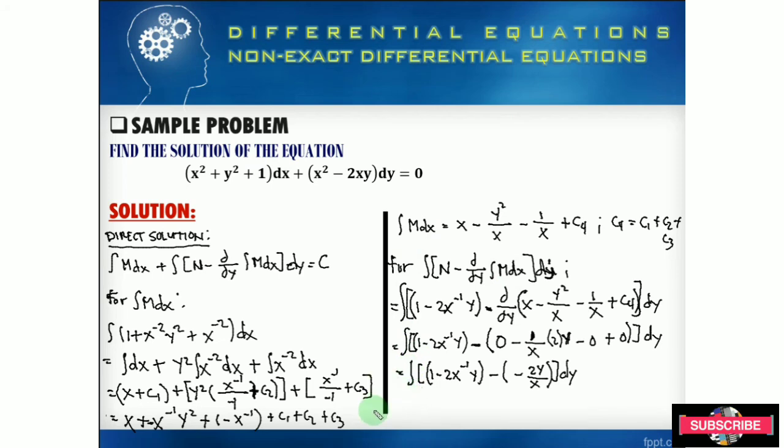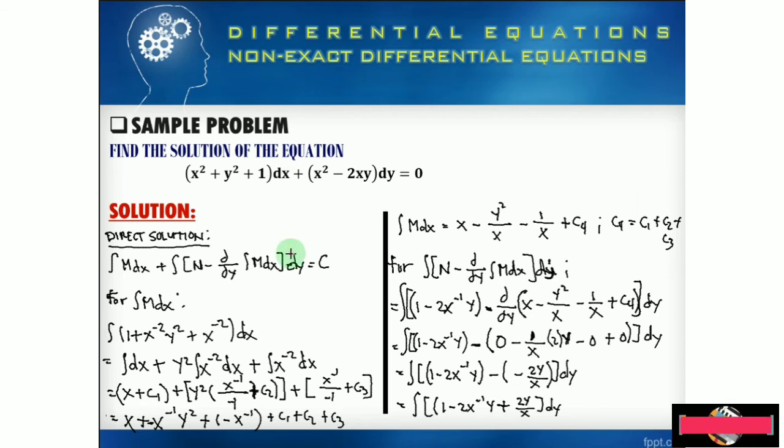And simplifying, we have here equal to the integral of this quantity 1 minus 2x raised to the negative 1 times y plus, this negative times negative is positive, so this is 2y over x, so this is bracket dy.